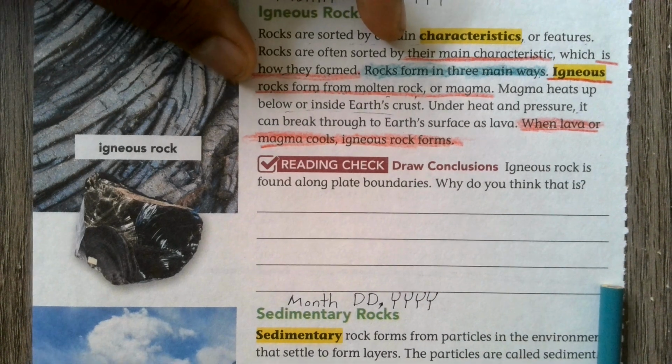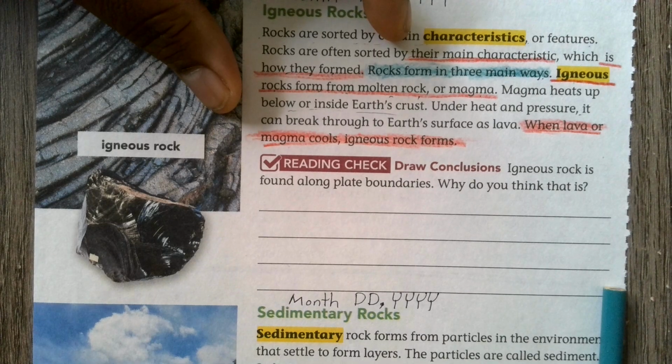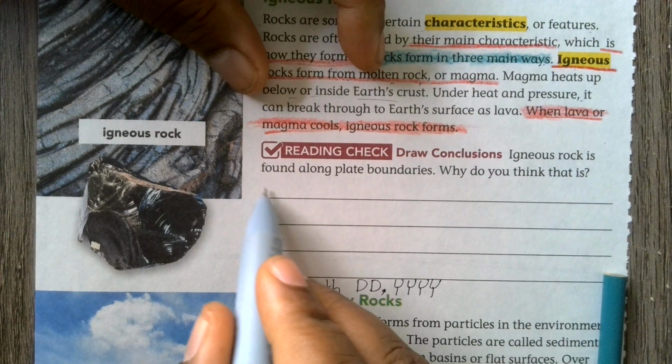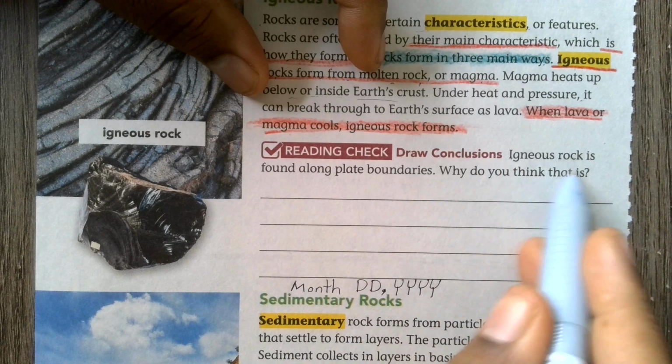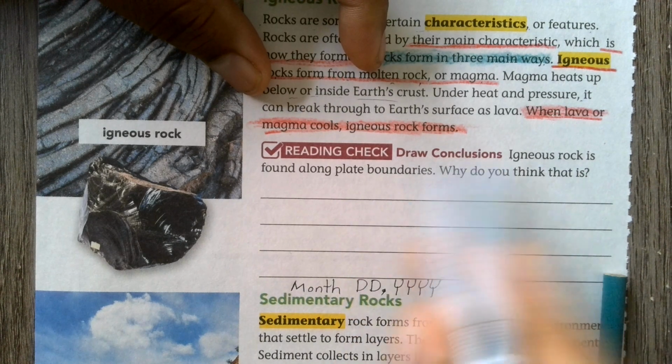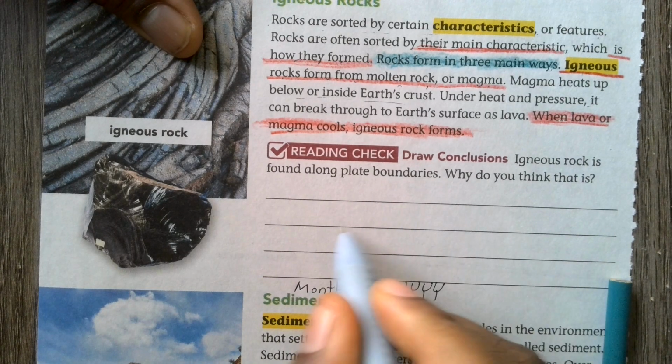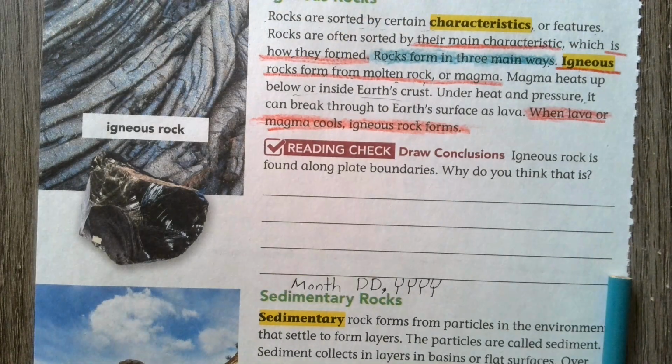And so I think igneous rock is found along plate boundaries because you need to start that off by including the writing prompt. You need to address the prompt first. You need to restate that question. I think igneous rocks are found along plate boundaries because yada, yada, yada.